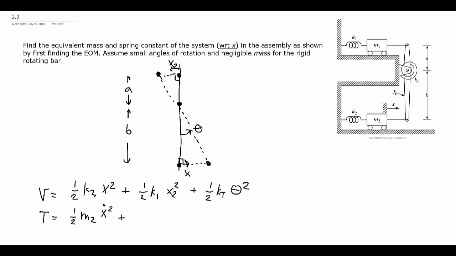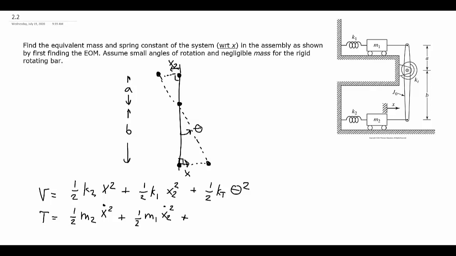Right, now let's look at M1, also going to be translational, 1/2 times its mass M1 times its velocity. Again, the position of M1 is defined only as x2, so the velocity is x2 dot. And M1 only has translational kinetic energy, so that is the second term.